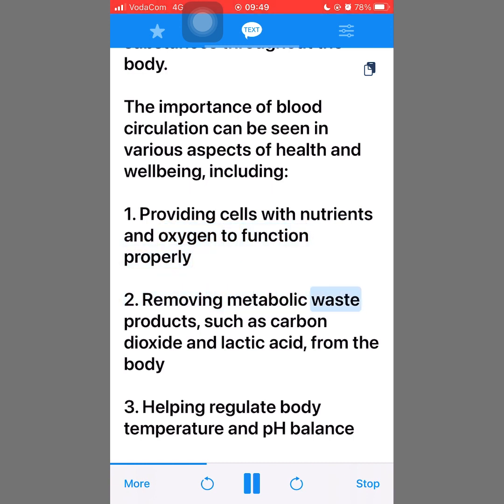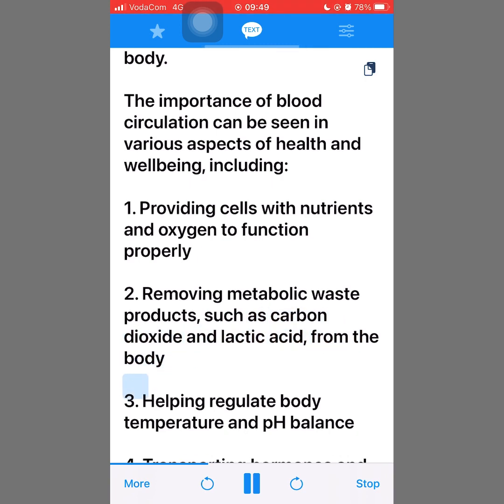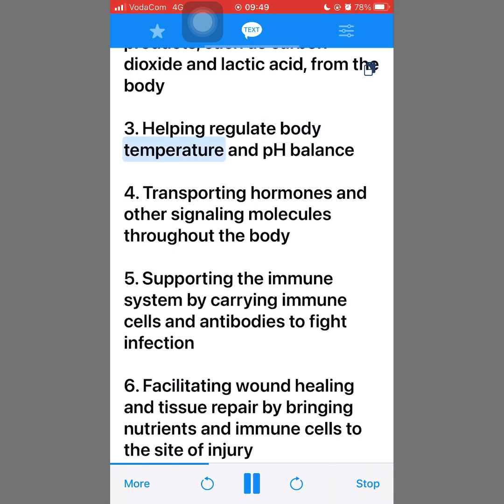Removing metabolic waste products, such as carbon dioxide and lactic acid, from the body. 3. Helping regulate body temperature and pH balance. 4. Transporting hormones and other signaling molecules throughout the body. 5. Supporting the immune system by carrying immune cells and antibodies to fight infection.